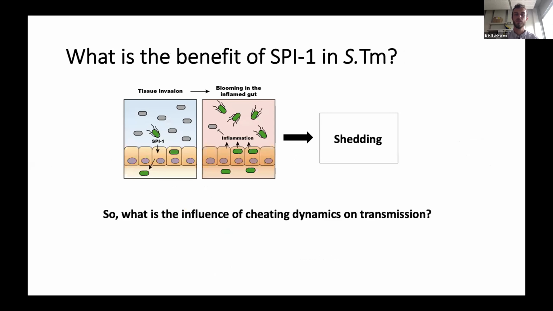We of course have to consider what is the benefit of SPI-1 in Salmonella. I told you that it's basically to trigger inflammation, but the whole point of Salmonella growing in the inflamed gut is to fuel their own transmission. And so what we need to look at is the influence of these cheating dynamics on transmission.